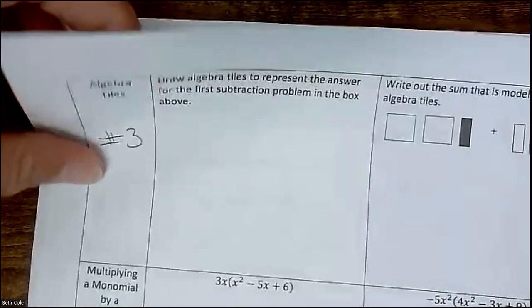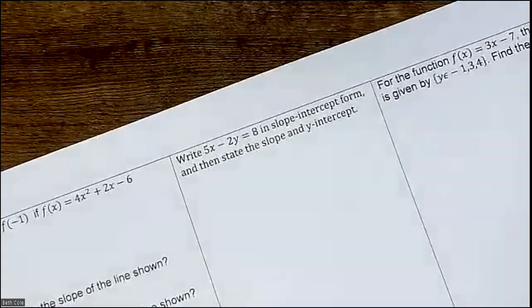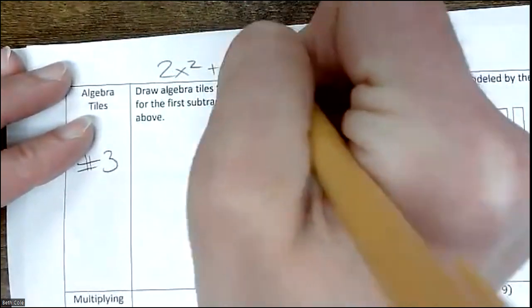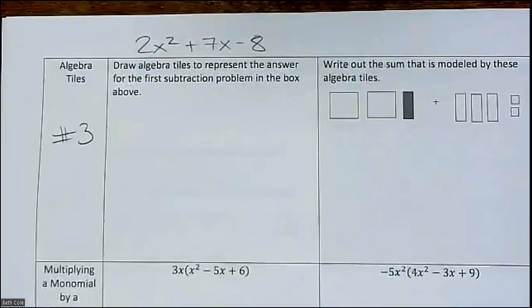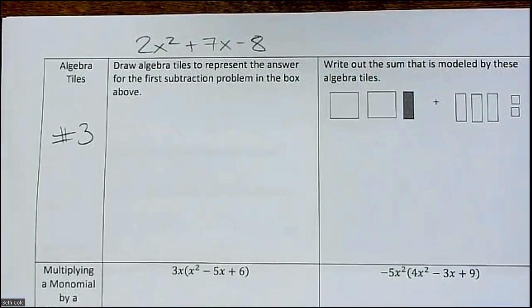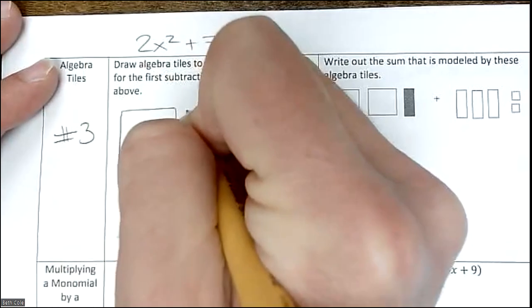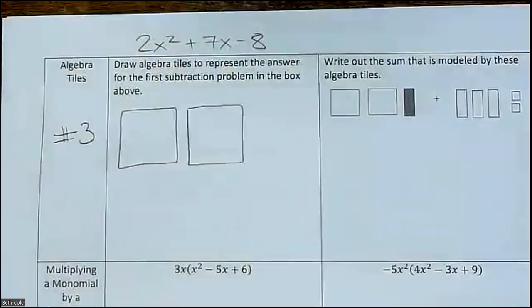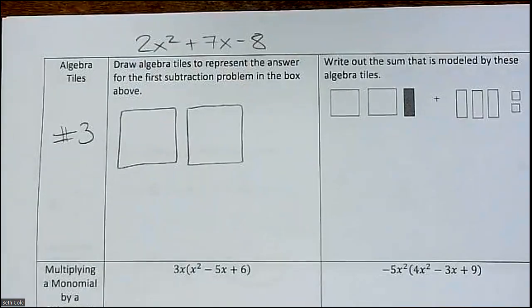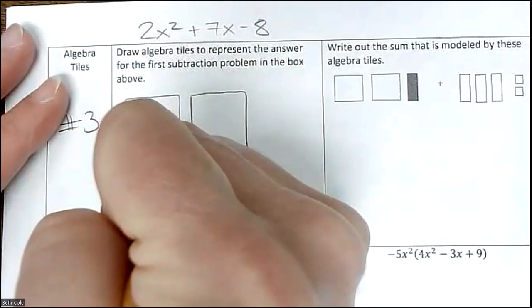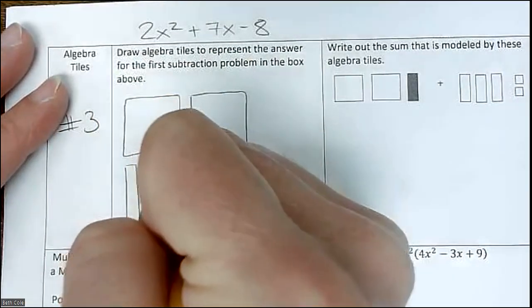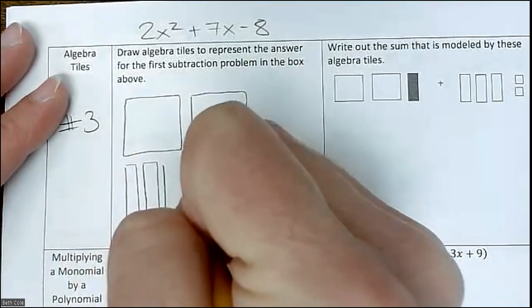All right, draw algebra tiles to represent the answer for the first subtraction problem in the box above. I'm going to write what it was so that we have it. It's 2x squared plus 7x minus 8. We're just going to draw tiles to represent that. So 2x squared, you're going to have 2 of the big squares. And then 7x, so you're going to have 7 of the rectangles.